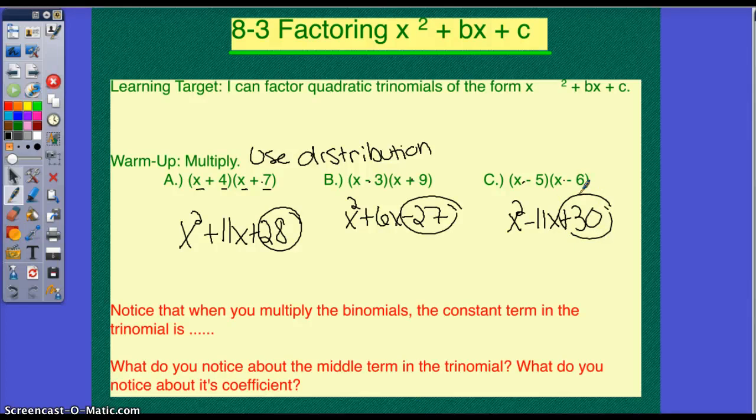Did anybody think to themselves, well, every single time, 4 times 7, positive 28. Negative 3 times positive 9, negative 27. Negative 5 times negative 6 is positive 30. Interesting. So the constant term is always the multiplication of the two last terms.